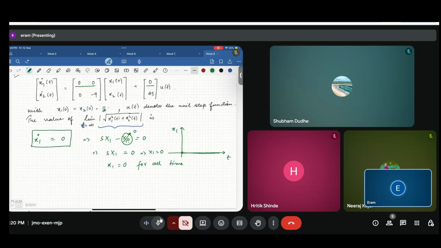Now what can we write about x2? So let's calculate for x2. x2 dot is minus 9 of x2 plus 45 of u(t), correct?